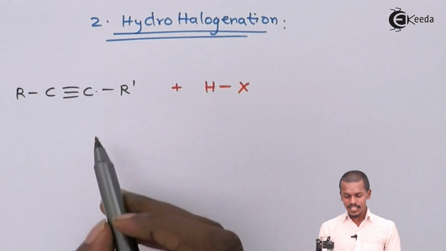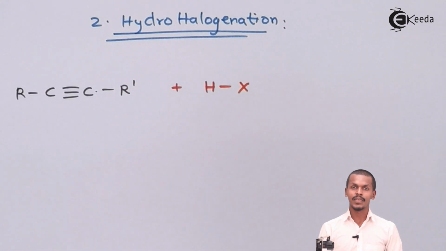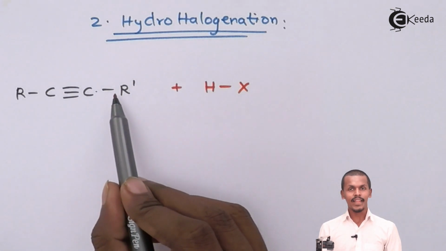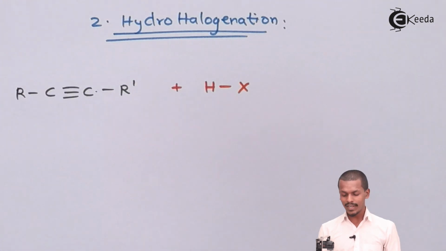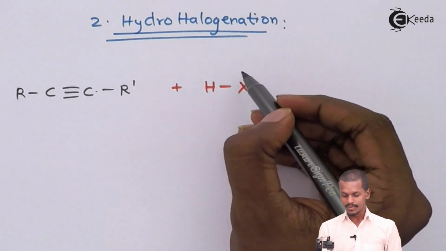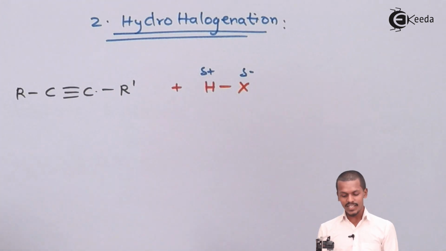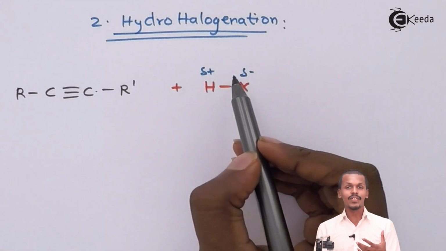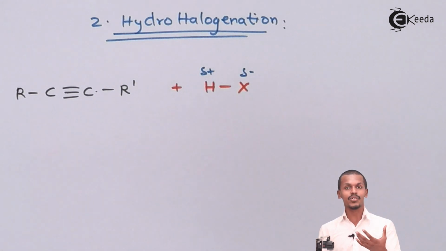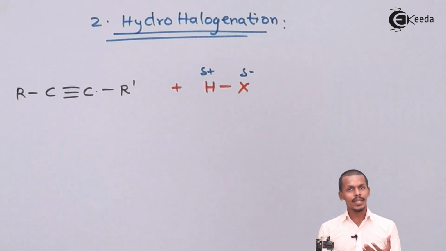In this case, this R dash could also be a hydrogen. Suppose this is a hydrogen, then as we know, in HCl or HBr or any hydrogen halide like HCl, HBr, HF, the halide is partially negative, and the hydrogen is partially positive. So the negative part of this reagent will attack the carbon atom, and it will follow the Markovnikov rule: the negative part of the reagent will attack that carbon of the carbon-carbon triple bond which has fewer hydrogens. So it will follow the Markovnikov rule, and we will get a product.